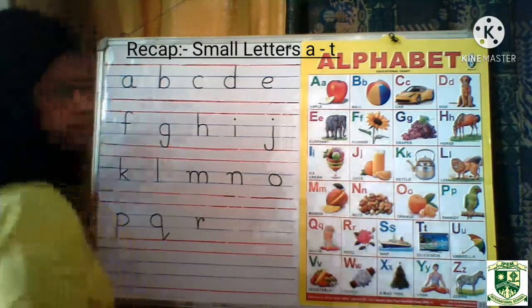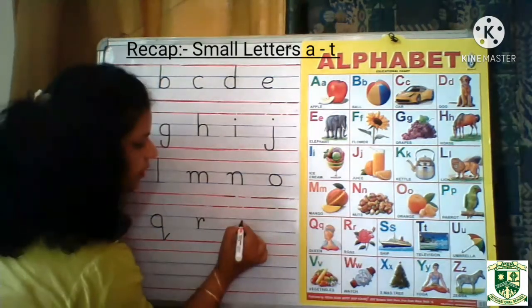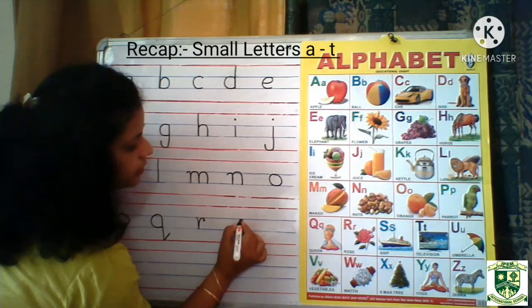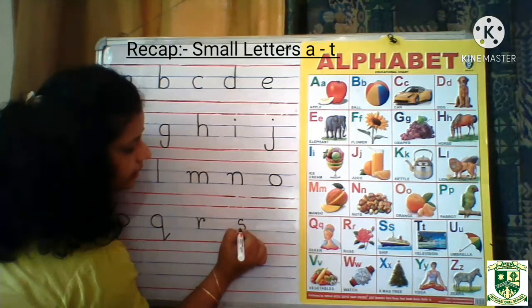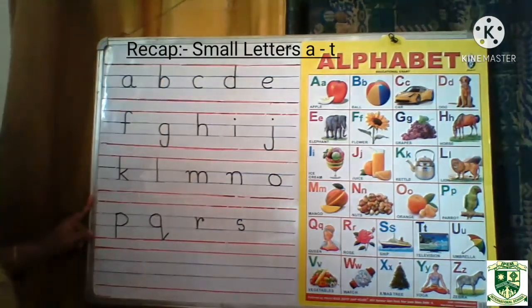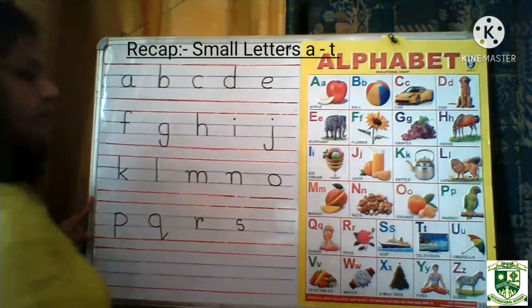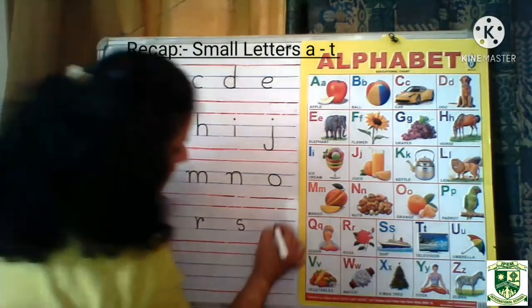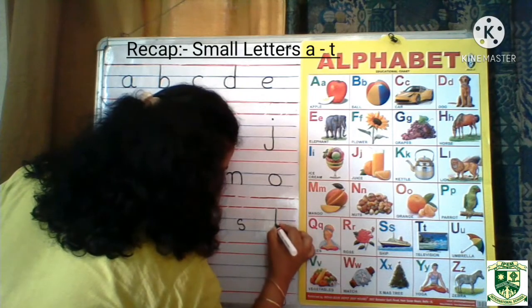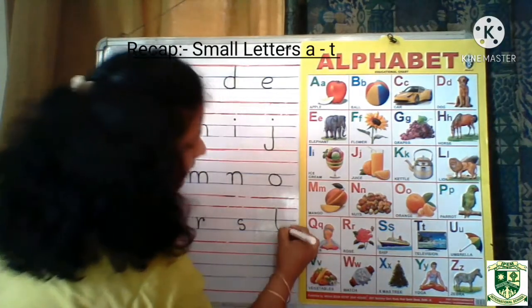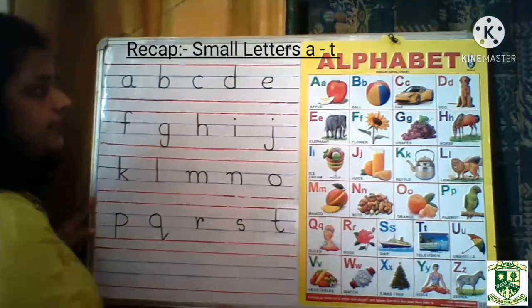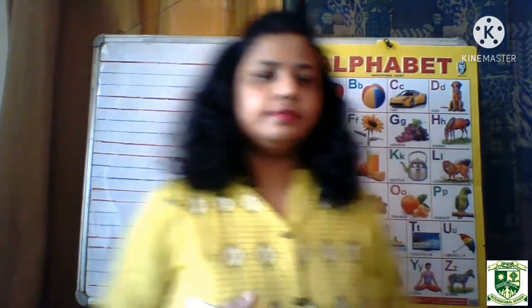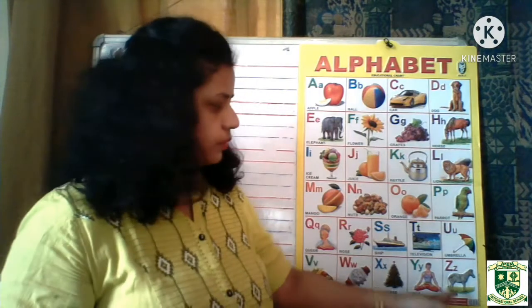Then comes small s. Again, first we'll give a small left curve and then a right curve, in between the two blue lines. Very good. Now the last letter is t. So one standing line, then give a little turn and then one sleeping line. Okay children, now we have already learned till t. Now children, let us move to today's topic, which is from U to Z.